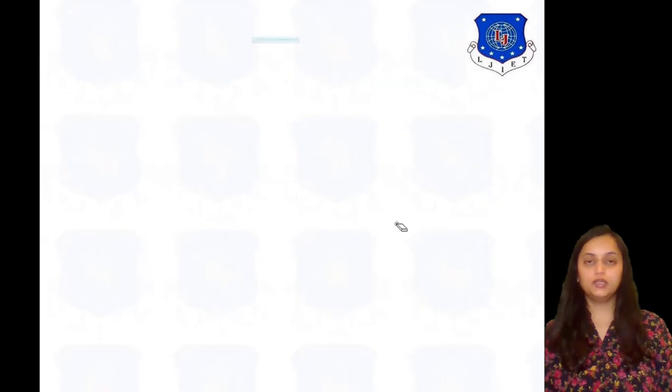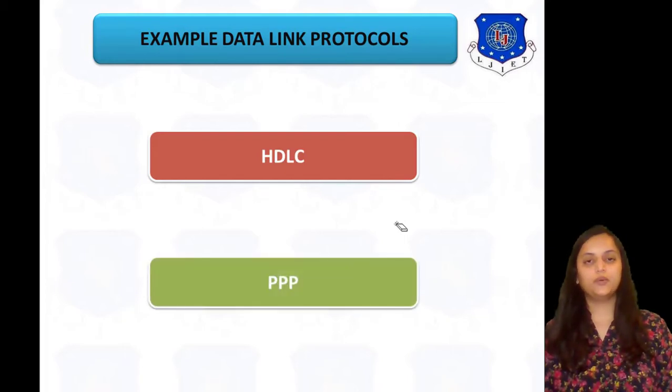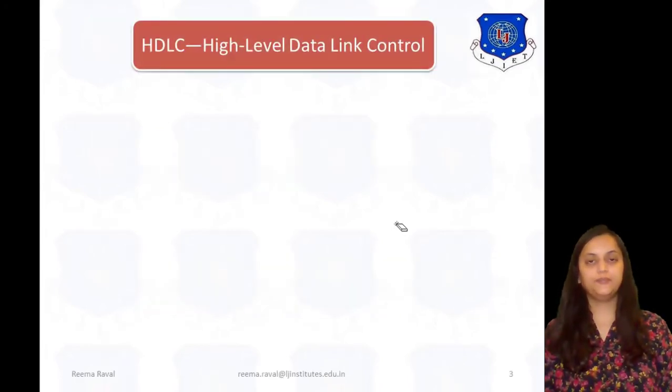So here the example data link protocols will be of two main types. First HDLC, that is High-Level Data Link Control Protocol, and the second is PPP, that is Point-to-Point Protocol. Now we will understand each of them in detail. The first one is HDLC, that is High-Level Data Link Control.